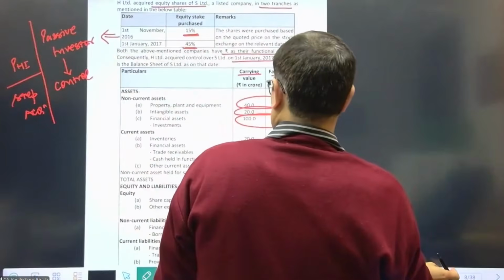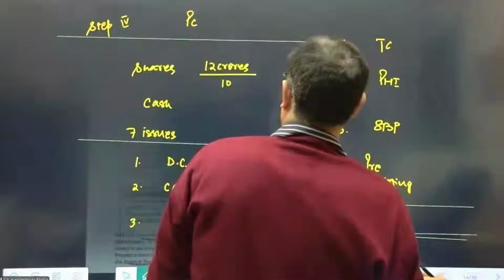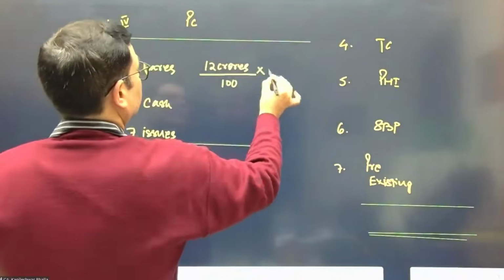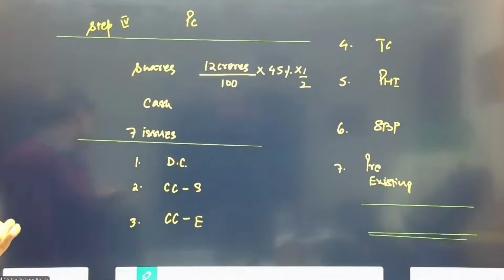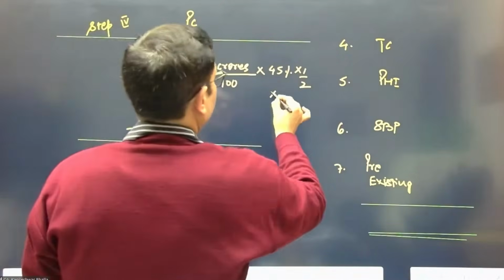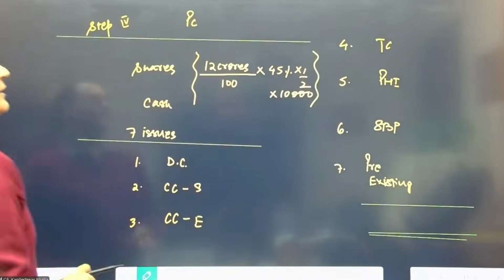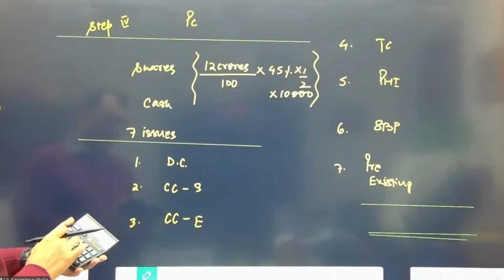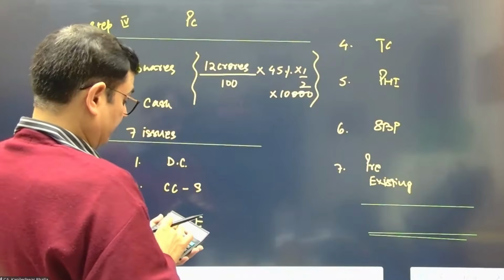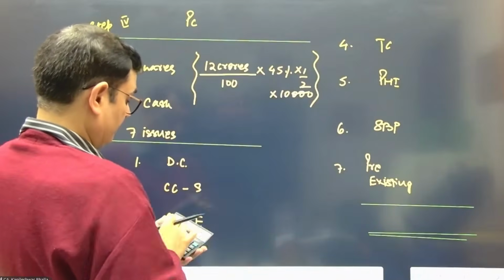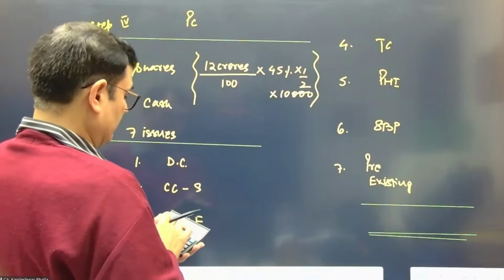So balance sheet is 12 crores, shares is 100 each. If the share is 100 each, then we divide this by 100. This is the number of shares. We acquired 45% shares, issued 1 share for every 2 shares, and the share is 10,000 each. So let's see what is the value in this case. So 12 crores per 100, into 45%. We'll issue one for every two into 10,000.